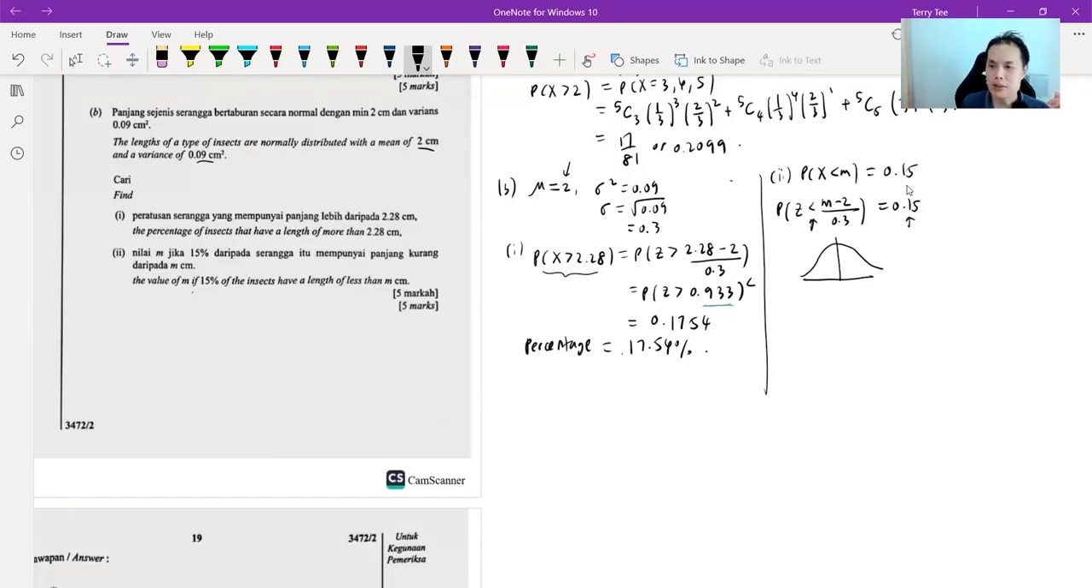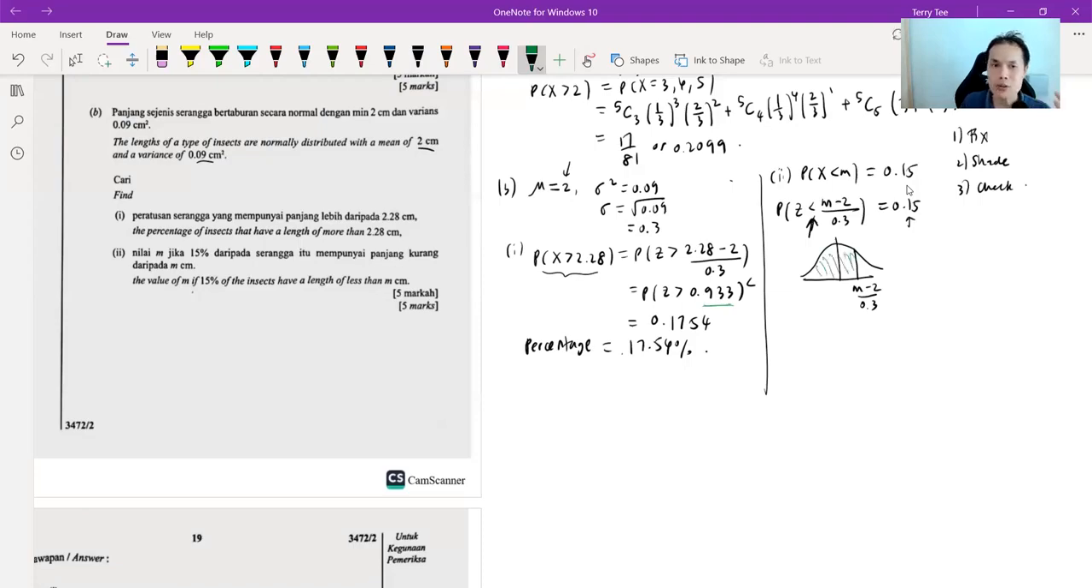Yeah. The steps: number one, you fix the position. Right? Number two, you shade the region. Number three, you check whether it makes sense or not. Right? For example, let's say I'm not sure where is m minus 2 over 0.3. I fix on the right hand side. So I put m minus 2 over 0.3. Then to shade the region, I need to look at my symbol here. Less than means I shade to the left. So this is on the left.